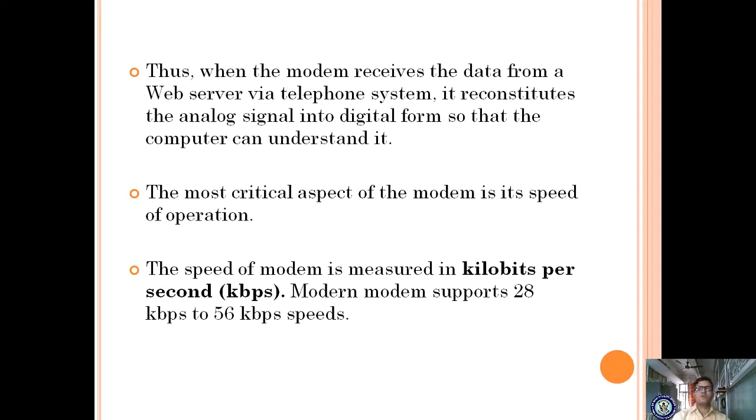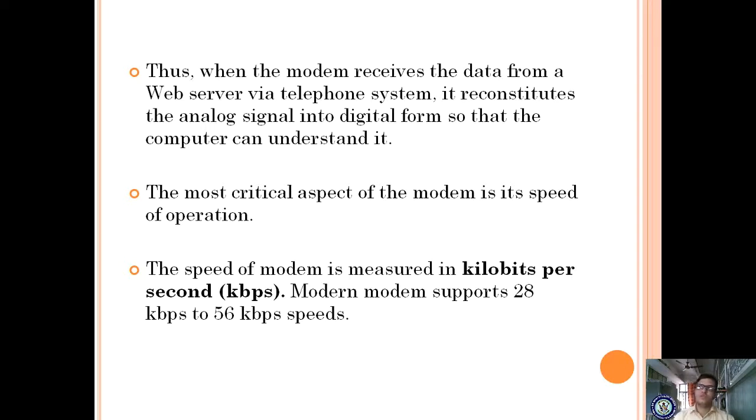Digital form is converting into analog form, and analog form is converting into digital form. So it happens at two ends. The most critical aspect of the modem is its speed of operation. The speed of a modem is measured in kilobits per second.